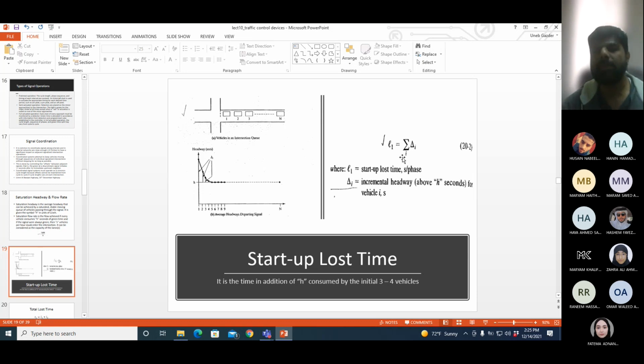What is L1? The extra headway, compared to the saturation headway value, taken by the first 3-4 vehicles in the queue. This is startup lost time. So delta is the difference between the headway of the vehicle and the saturation value. You have 3-4 values of delta, you add all of them, and you get startup lost time.